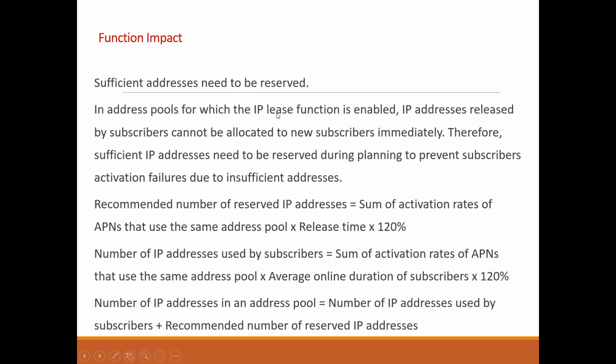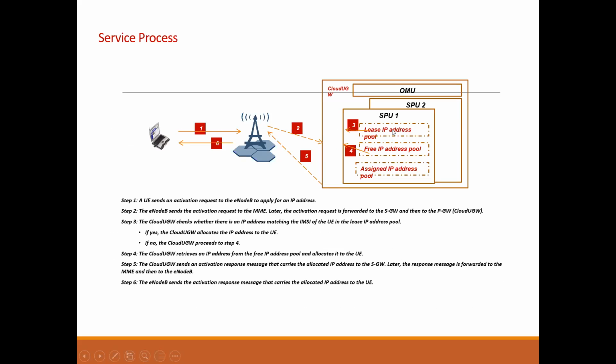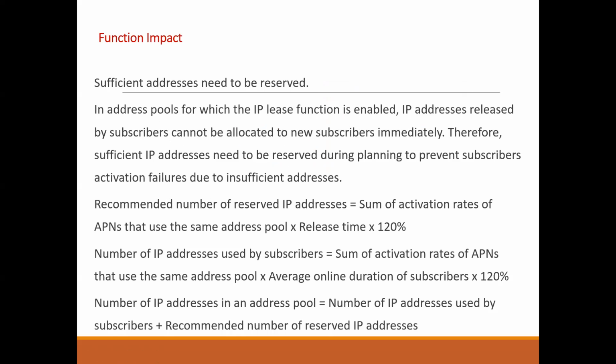Okay, this is a negative impact of that. So if you have some IPs which are reserved in this address pool, and maybe you don't have any IPs in this IP pool, then the new subscriber will not get any IP address allocated. So this is a negative impact of having this IP lease function enabled.